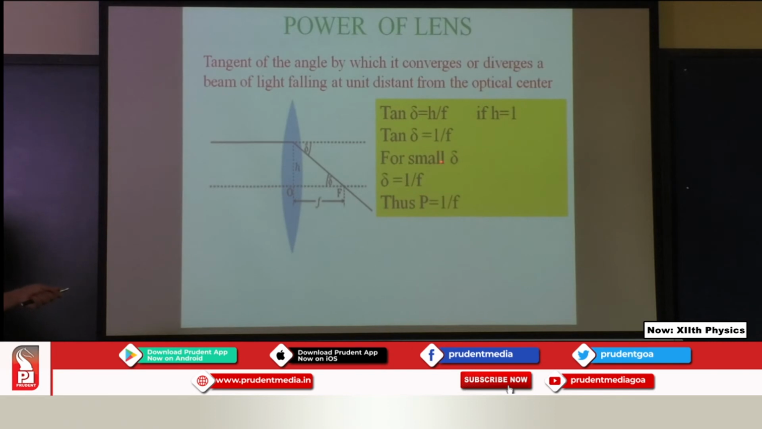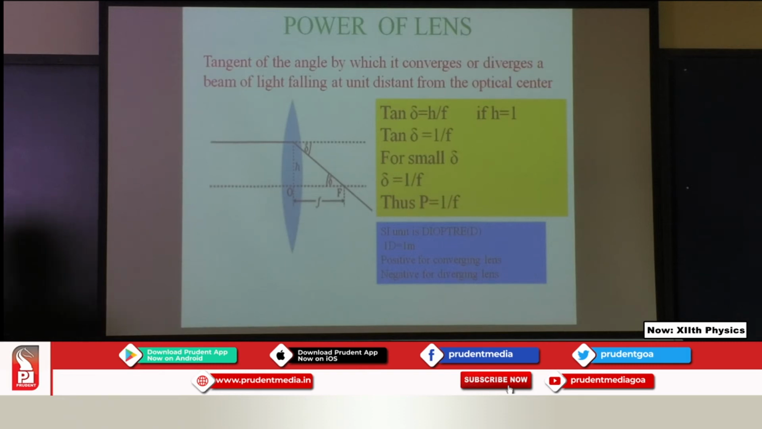Now, let us go for the approximation of small angle del. So, what remains is del is 1 by f. Thus, the power is given as 1 upon the focal length. So, keep in mind, power is 1 upon the focal length. The SI unit is dioptre, given as capital D. So, 1 D is equal to 1 per meter. The power is positive for the converging lens and it is negative for the diverging lens. So, this is how we get the power of lens.